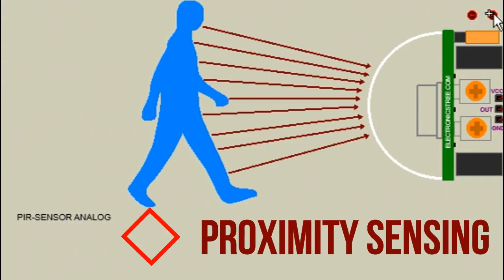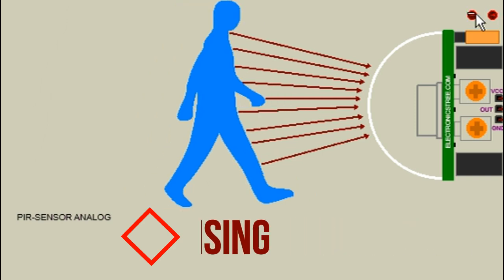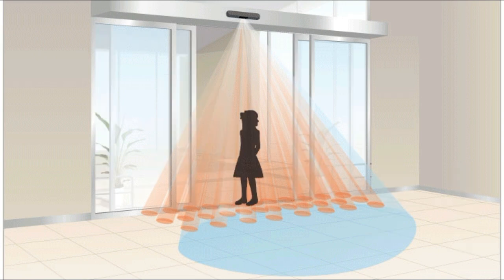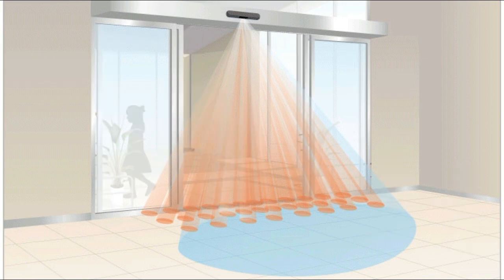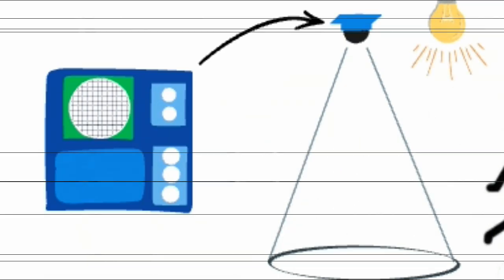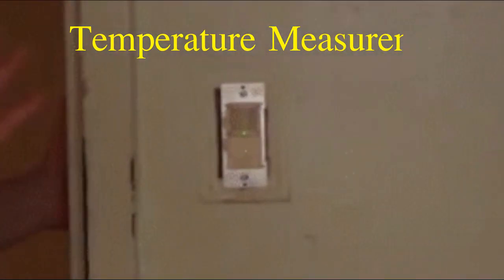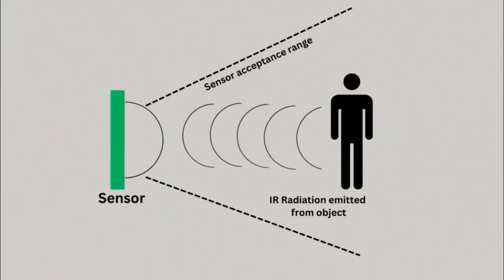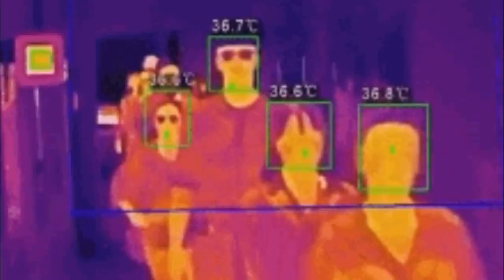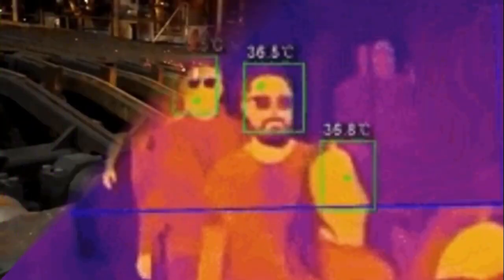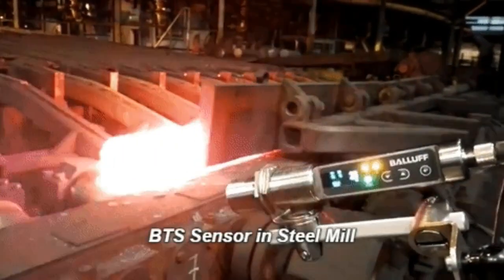Proximity sensing. IR sensors can detect the presence of a person close to the sensor, which is particularly useful in applications like automatic doors and automated lighting. Temperature measurement. IR sensors can measure a person's or any other object's temperature by detecting the amount of infrared radiation they emit. This capability is functional in applications like fever screening and industrial process control.